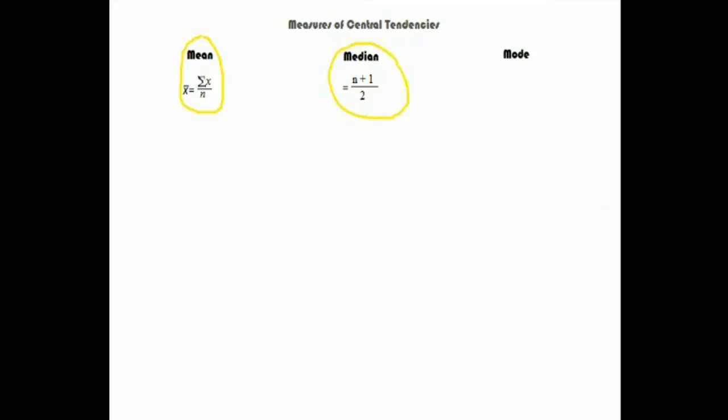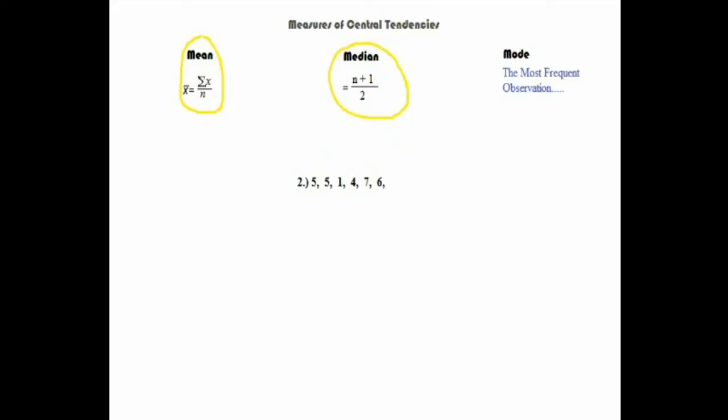The mode is the most frequent observation. So for example, if we have 5, 1, 4, 7, and 6, in this case there is no mode because no number is repeated. Now, what if we have 5, 5, 1, 4, 7, and 6? In this case, the mode is 5 because 5 is repeated and no other one is repeated. So 5 is the most frequent.